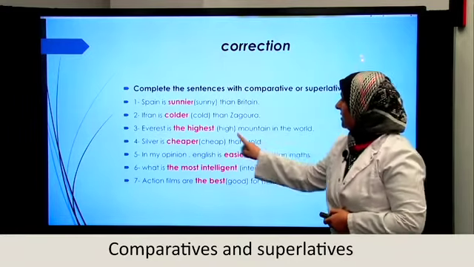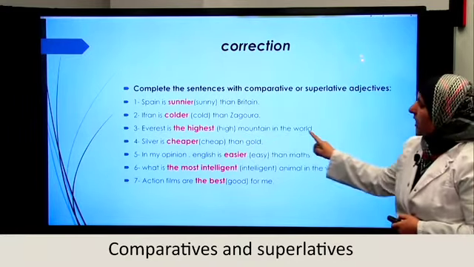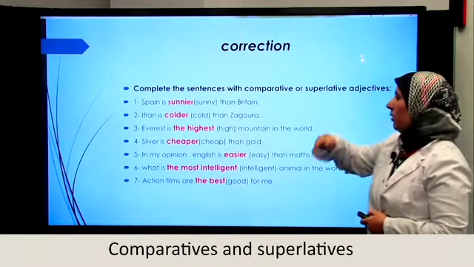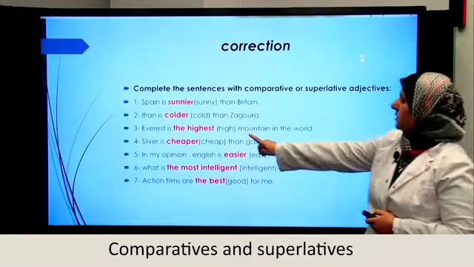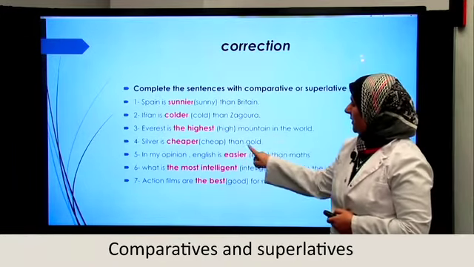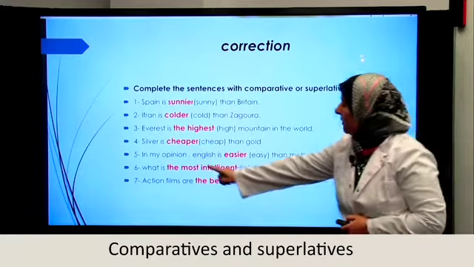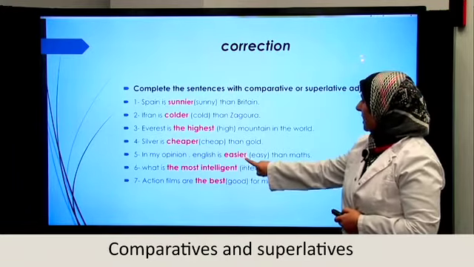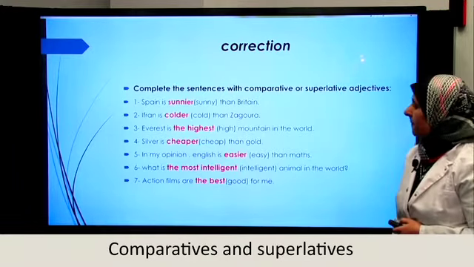Everest is the highest mountain in the world. Here we are comparing Everest to all the mountains of the world. So we use a superlative here. Silver is cheaper than gold. In my opinion, English is easier than maths.